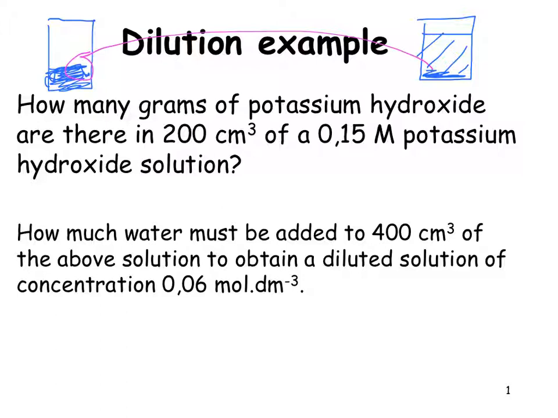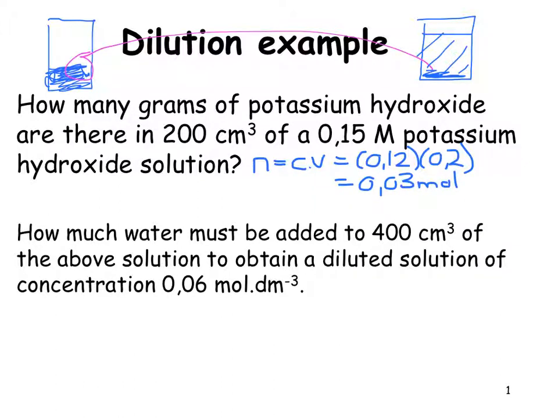So how many grams of potassium hydroxide are there in 200 centimeters cubed of a 0,15 molar potassium hydroxide solution? The first thing I'm going to do is work out the number of moles, and number of moles is equal to concentration times volume, and that is going to be equal to 0,15, and I need to change the volume into decimeters cubed by dividing by 1000, and I land up with an answer of 0,03 moles.